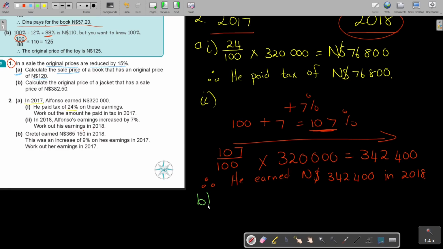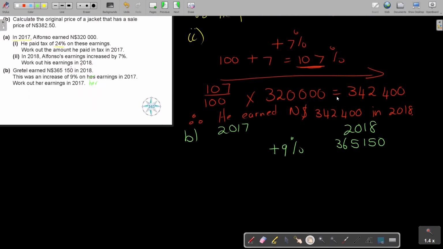Gretel earned 365,150 in 2018. Okay, so remember, now she's going to put 365,150. This was an increase. So I know it's an increase of 9% on her earnings in 2017. Work out her earnings in 2017. So basically, I'm just going to say, okay, it was 100, and then I add the 9, and this was 109%.